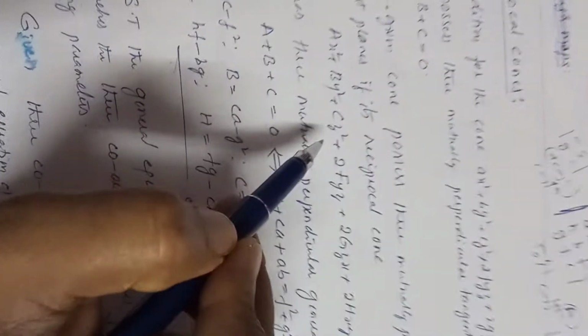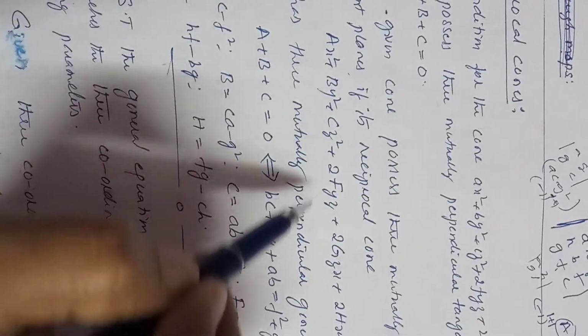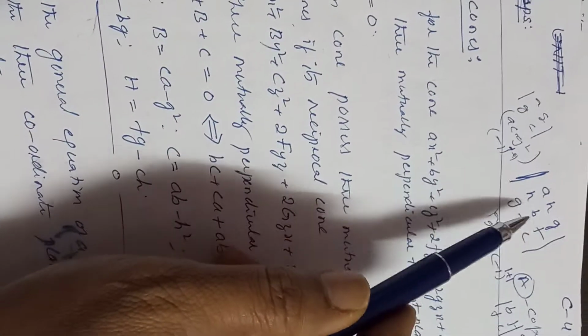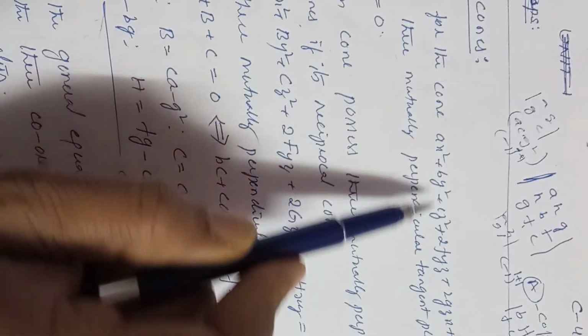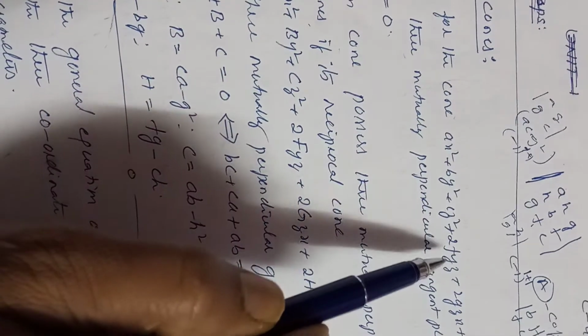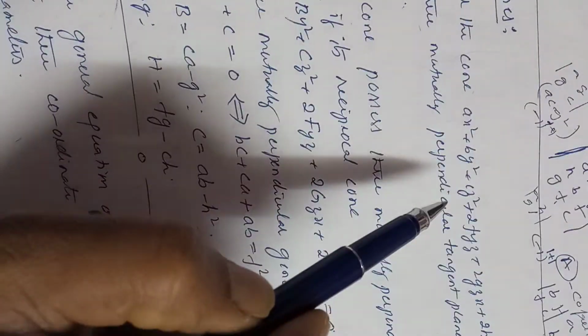Now the reciprocal cone of a given cone is always in this form. You can find capital A, B, C, F, G, H by using this determinant. Sir, what are small a, b, c? Small a, b, c are these values: x square coefficient, y square coefficient, z square coefficient, yz coefficient by 2, like that. From the given cone we will get the values of a, b, c, f, g, h, right?